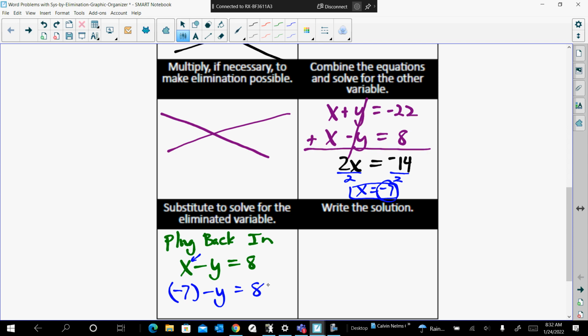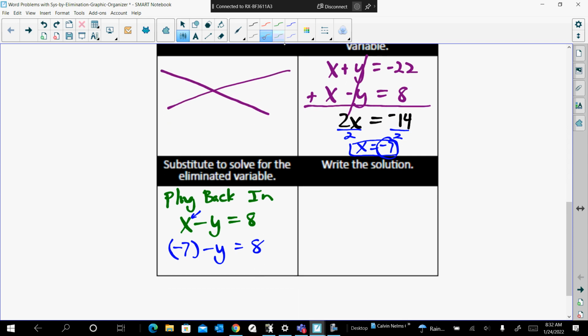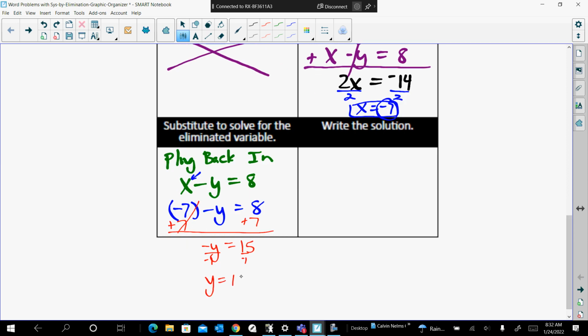We're solving for y. So basically, all I need to do here is add 7 to both sides. We get negative y equals 15, but we can't have a negative. So when we divide by negative 1, our y equals, positive 15, right? So write the solution. The solution goes to the question, which was asked at the very beginning. Yeah, sorry, negative 15. I forgot my sign.